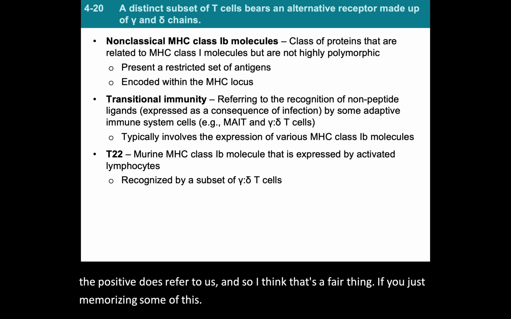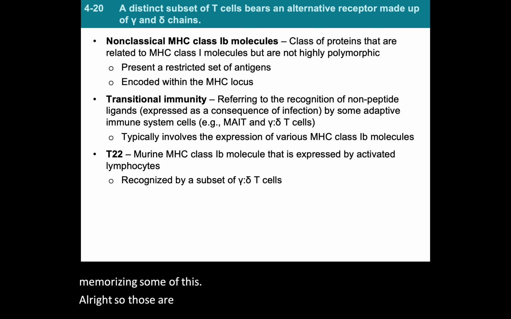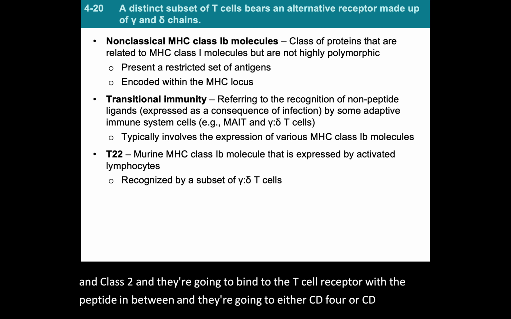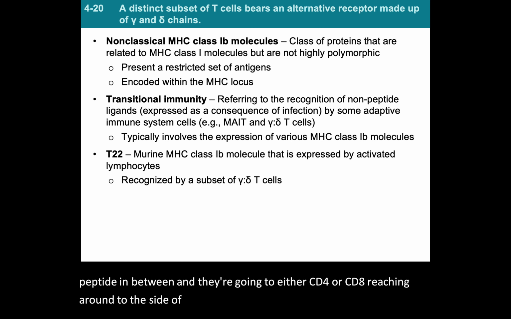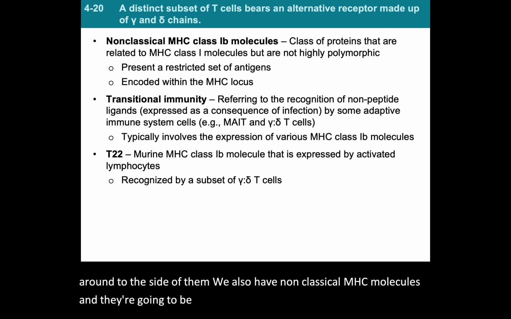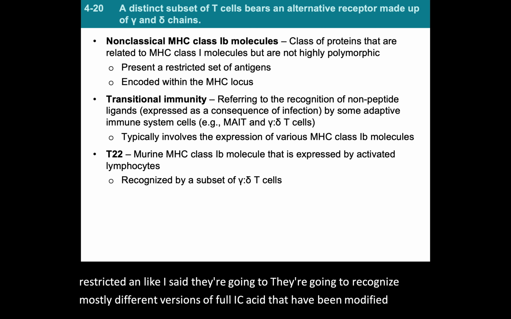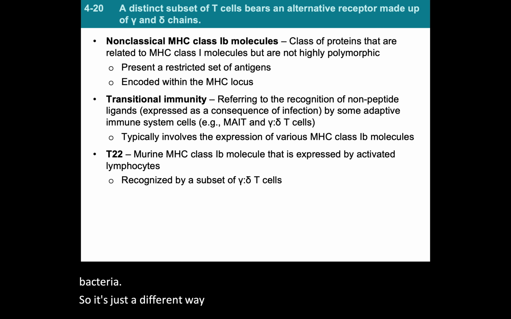All right, so those are our classical molecules, our classical MHC class 1 and class 2. And they're going to bind to the T cell receptor with the peptide in between, and they're going to have either CD4 or CD8 reaching around to the side of them. We also have non-classical MHC molecules, and they're going to be called class 1b molecules. These are very restricted, and like I said, they're going to recognize mostly different versions of folic acid that have been modified by bacteria. So it's just a different way to recognize certain bacteria.